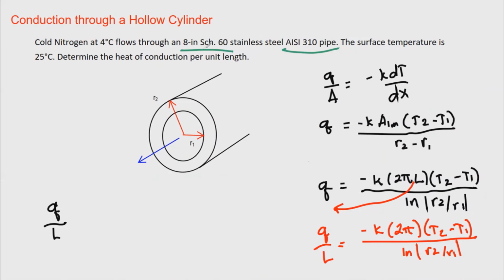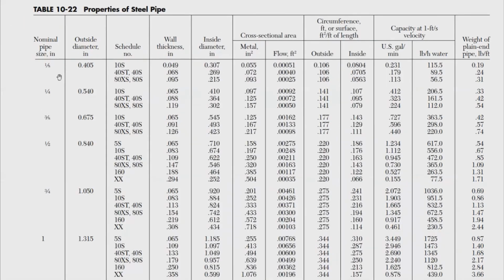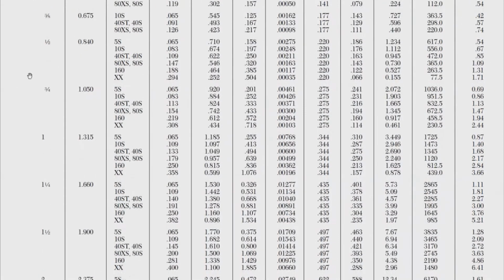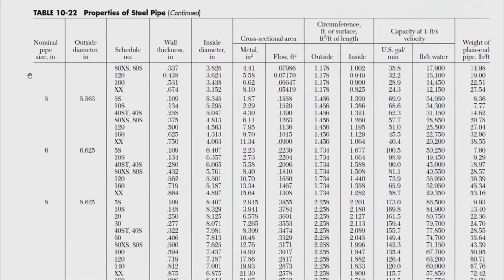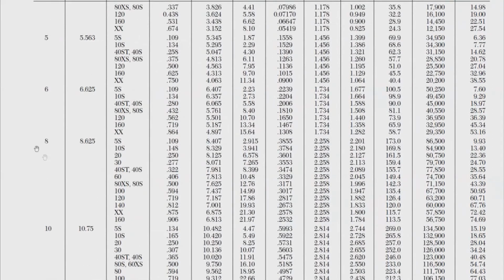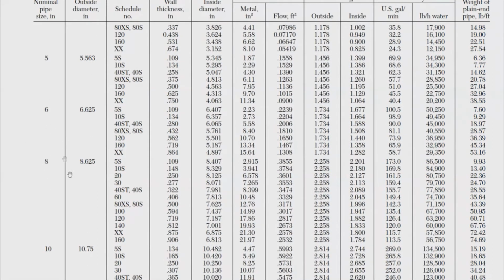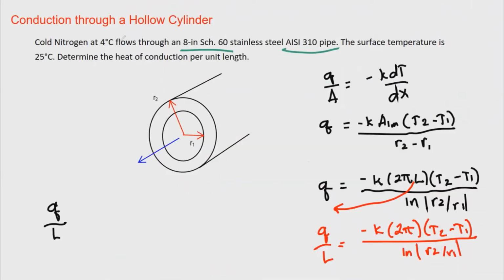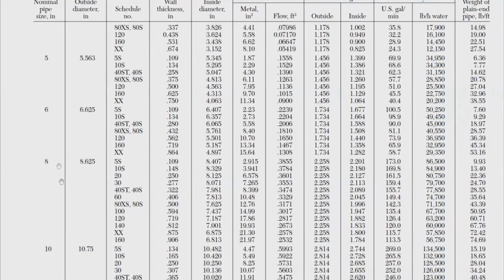In this case, since we were given the 8-inch schedule 60, it only means that we have a nominal pipe size of 8 inches. So we need to find where this 8 inch is. This is the 8 inches, the nominal pipe size, and it says here that it is schedule 60, so we need to find where the schedule 60 is. This is what we call the schedule number. This is 5S, 10S, 20.